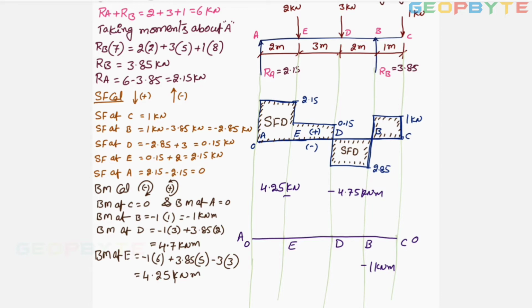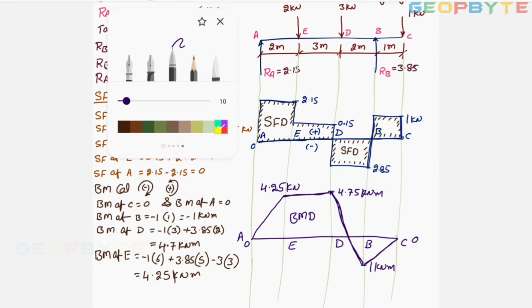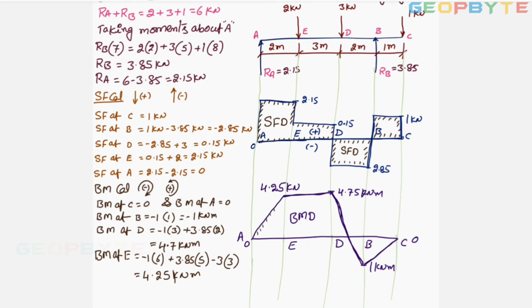Since it has only point loads, the BM is varying by straight line variation. All the straight lines, just join them. This is not a horizontal line, slight variation. This is the BM diagram. Then you should do the makeup like this. This is the BM diagram.